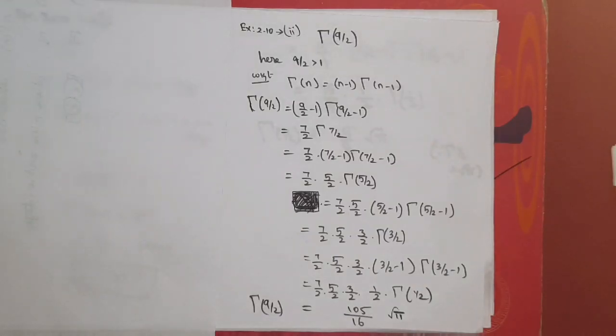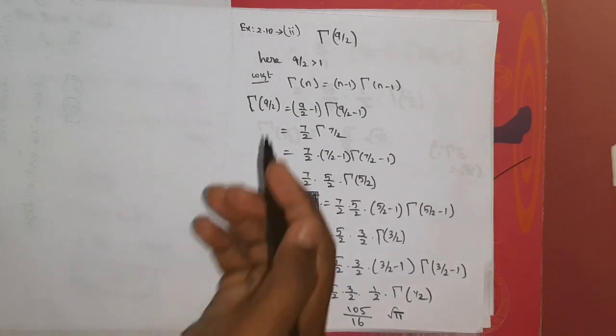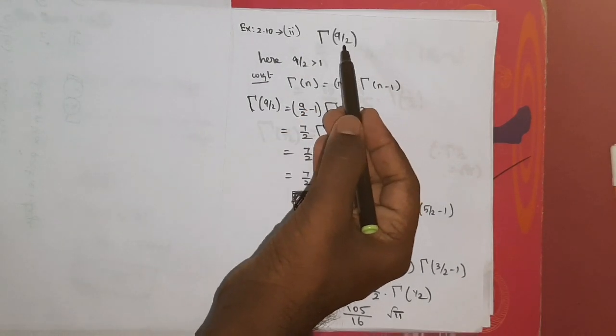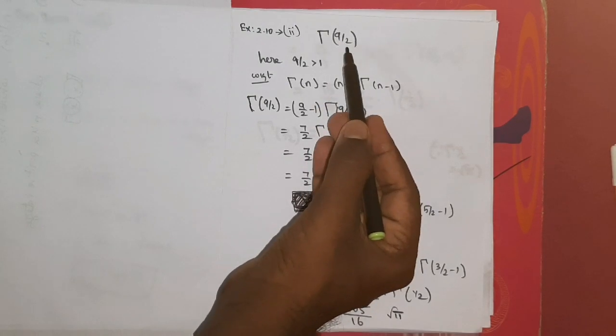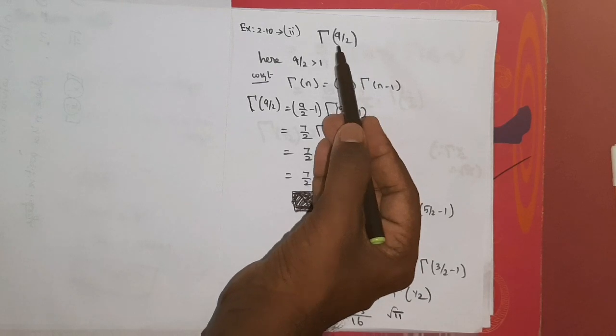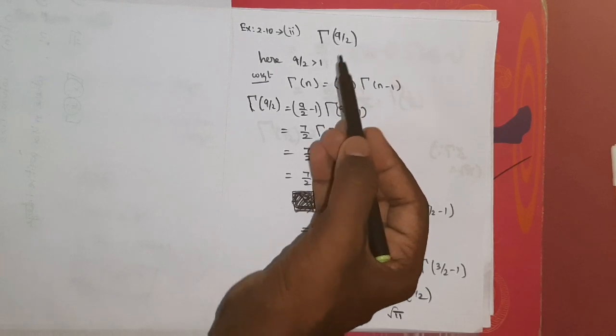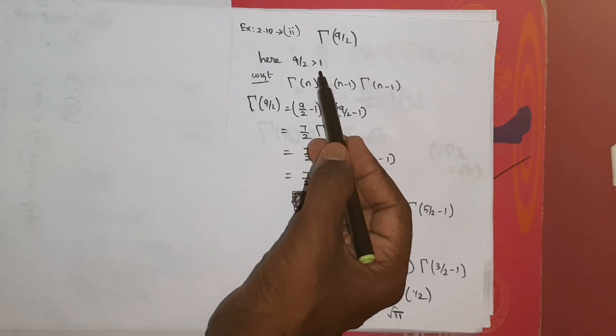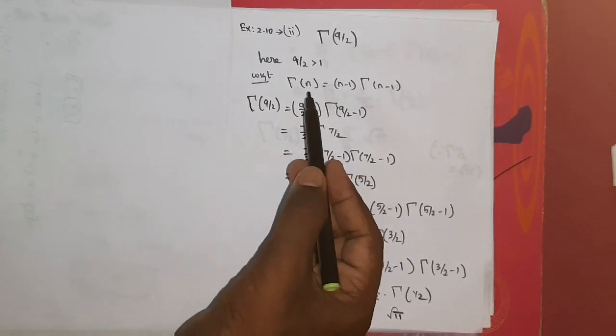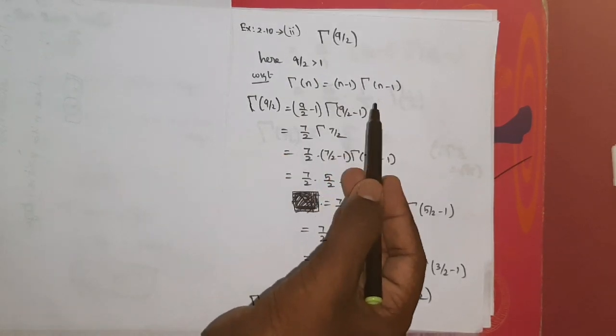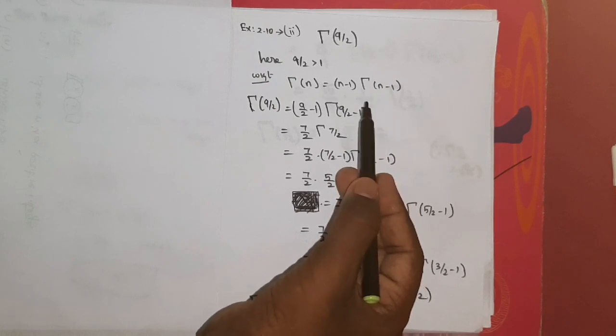So now we are going to see the next sum. So it is an example. So example number 2.10, second subdivision. So gamma of 9 by 2. Actually here the 9 by 2 value is not a positive integer. So we cannot use the third formula. Okay. But 9 by 2 value is 4.5, which is definitely greater than 1. So we can use the first formula, that is gamma n equal to n minus 1 gamma of n minus 1. So this formula we can use.